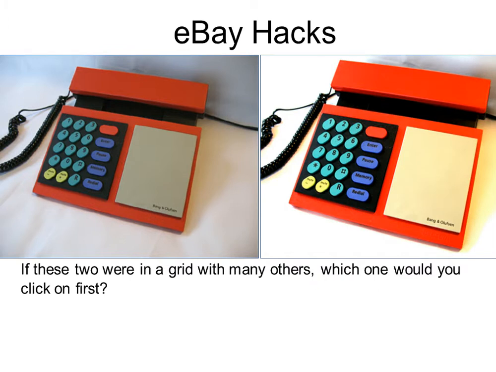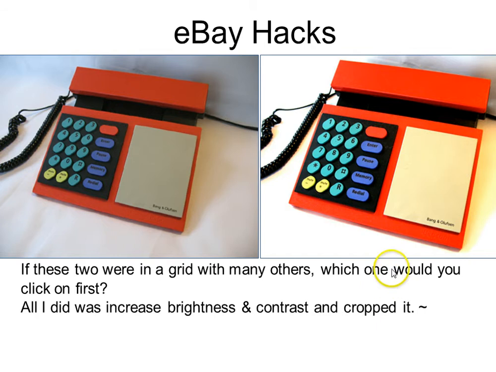So here's the second image, and this is what I typically do with most of my images on eBay. Notice how it just pops off the page, right? Now if these two were in a grid with many other pictures, which one would you click on first? Well, obviously you'd click on this one. It just looks crisper, clearer, brighter, and it pops off the page. And all I did really was increase the brightness and the contrast, and I also cropped this image as compared to this one. So notice that the item fills most of the image, and that also helps to add more drama to the image and more excitement.